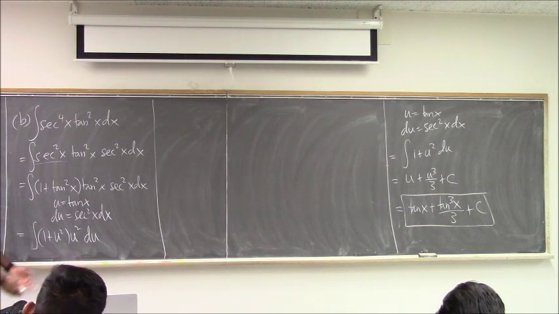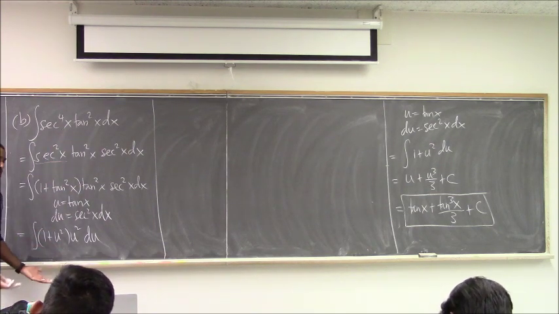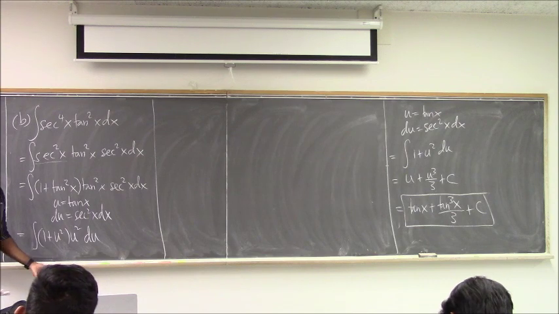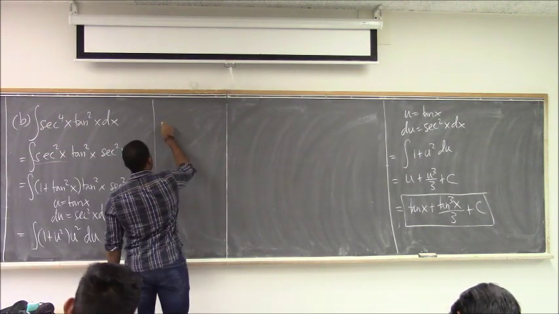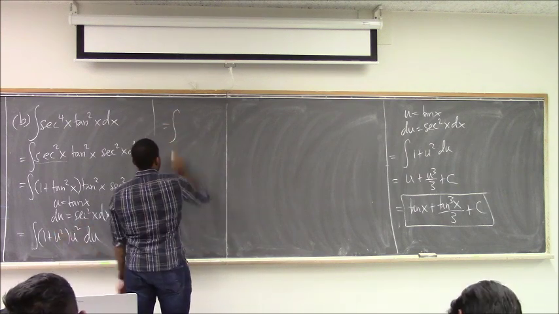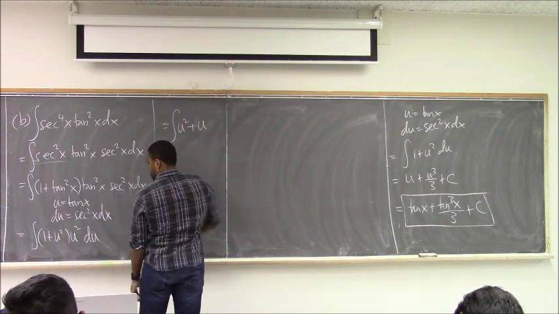See a secant tangent, secant to the 10th. I could have put secant to the 100. It shouldn't matter to you. There's a strategy for this, I know how to do it. Everything is under control. Expand here, you're going to have a u squared plus u to the 4th.